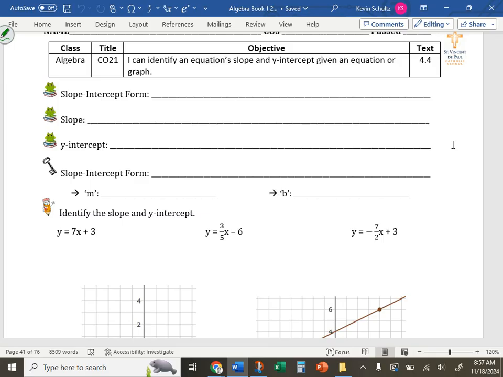Who can raise their hand and tell us, Addie, what is slope-intercept form? Y equals mx plus b.